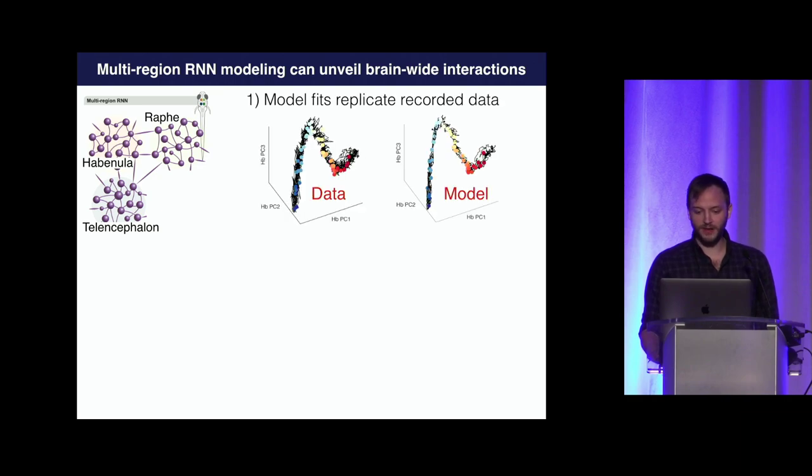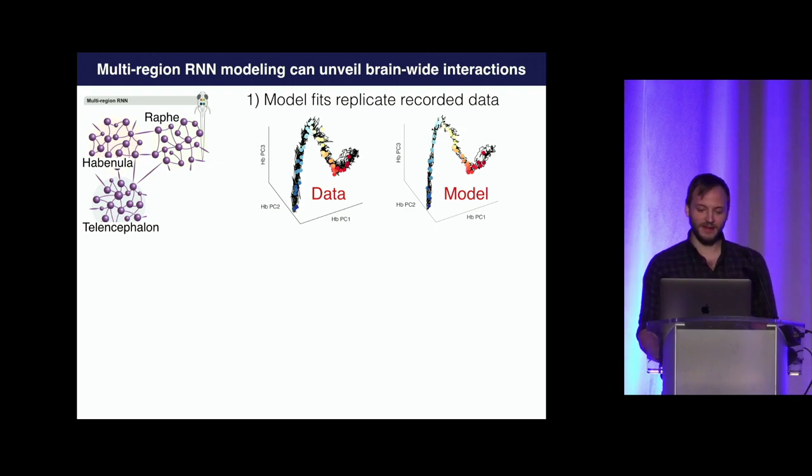So after training, we find that these networks can reproduce the data very well. On the left is the original state space plot I showed you a couple slides ago, and on the right is the actual networks of the model. If I just take out the habenular activity and do the state space analysis again on that model, we can see that it reproduces the activity very well. So, okay, we have this modeled brain which reproduces the data. Why do we do this?